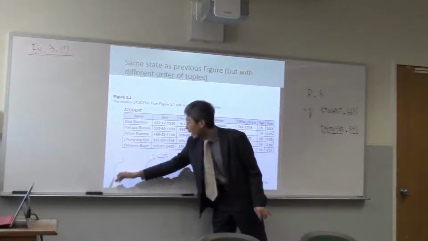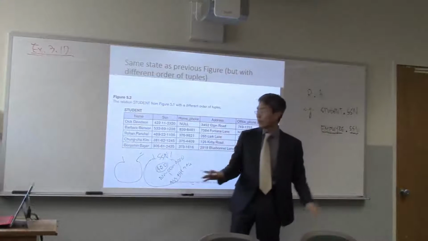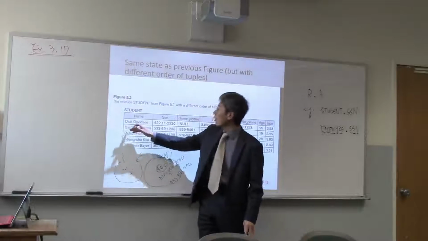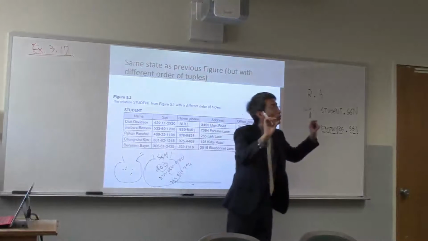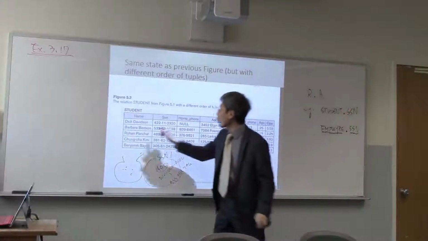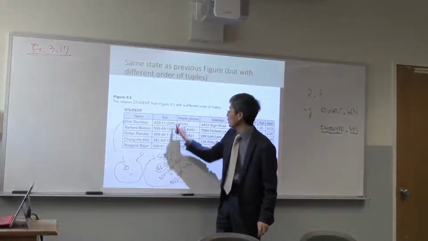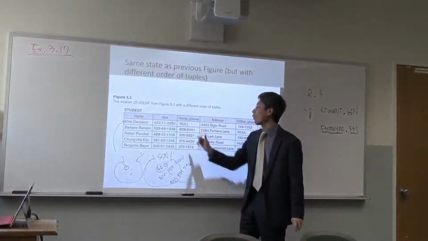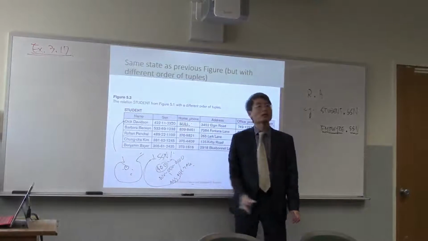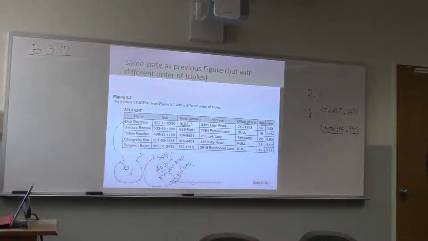Similarly, name has a big jar, a domain, so any possible name will be here. When you create a tuple, when you insert a new data row, you can pick one of these, one of these, one of these. However, sometimes, for example, Dick Davidson does not have a home phone number.